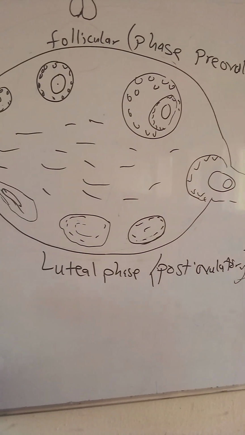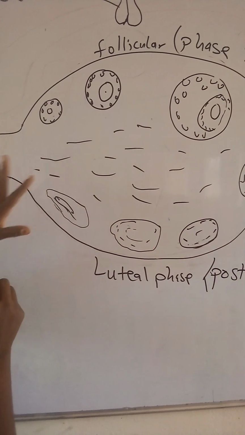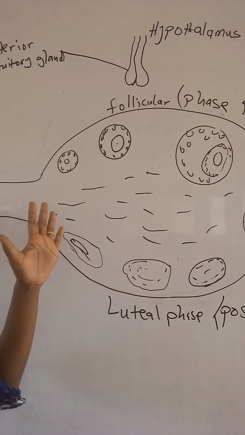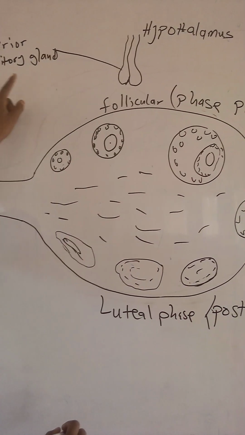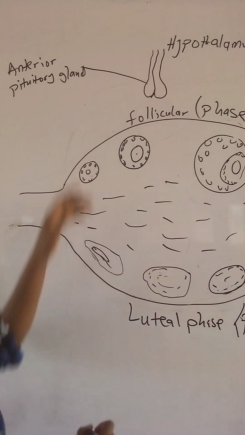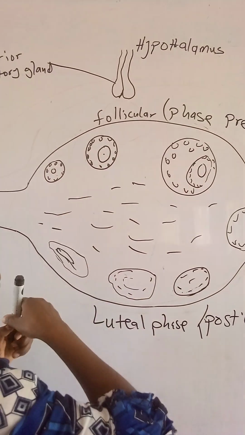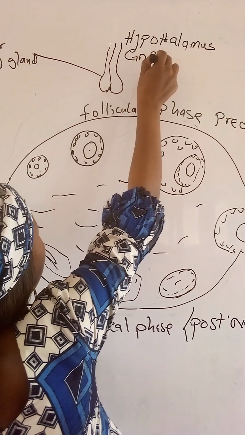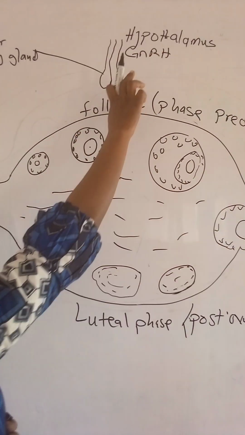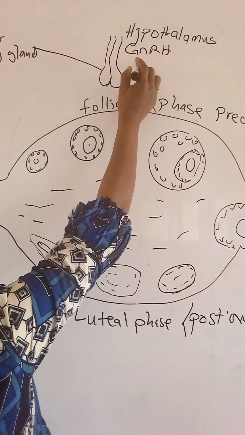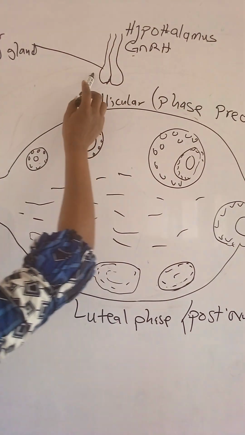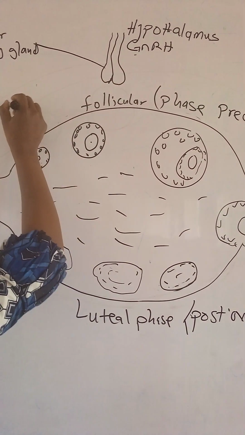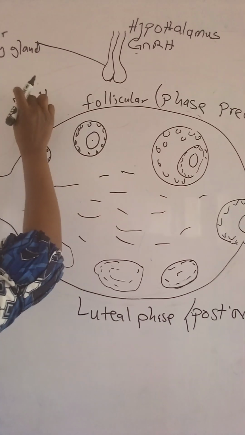All right. Now, when there is need for the ovary to develop follicles, the anterior pituitary gland is triggered by the hypothalamus. In the hypothalamus, there is a hormone we call the gonadotrophin releasing hormone, which is released by the hypothalamus, and the release of this hormone will stimulate the anterior pituitary gland to release a hormone known as the follicle stimulating hormone.